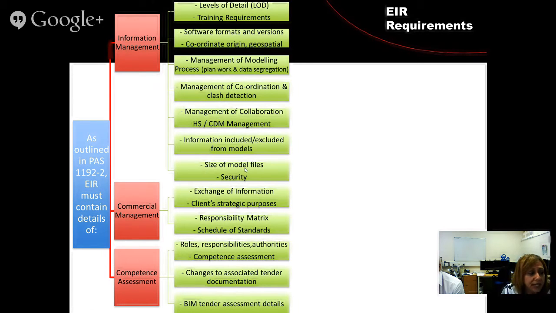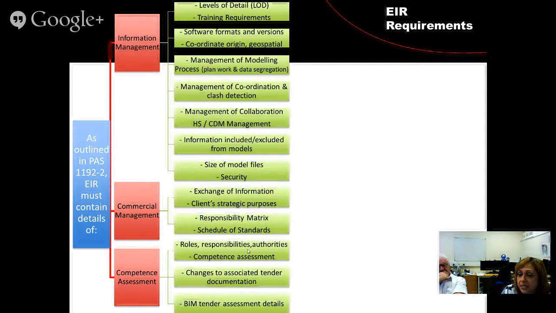The size of the model files to be exchanged, any security precautions to be taken into account that the client is asking for to protect the data. The exchange of information, how is it going to be exchanged? Are we using IFC? Are we using something different? The client's strategic purposes, so the client should indicate what his purposes, objectives are from this project. A responsibility matrix, I mean, we'll talk a lot about details of all of these things, but just take them for now. The responsibility matrix containing who is responsible for what throughout the project. What standards are being used? Are we using the PAS? Are we using ISOs? Are we using any British standards or other standards to conform with throughout the project?